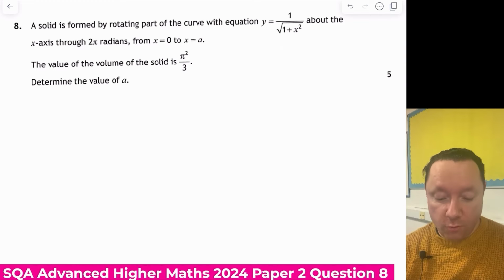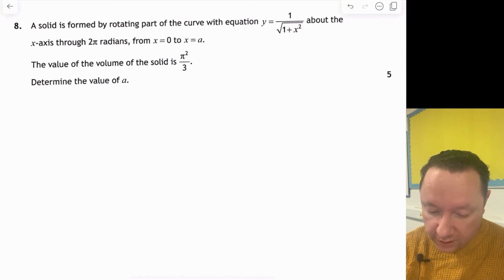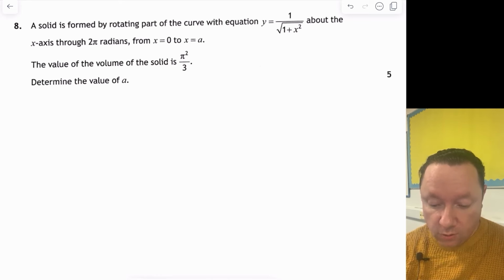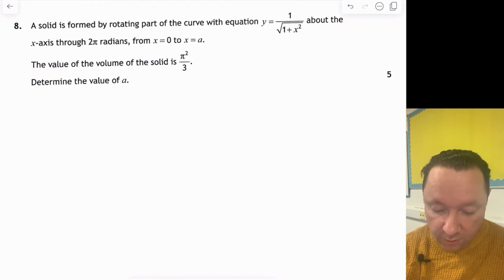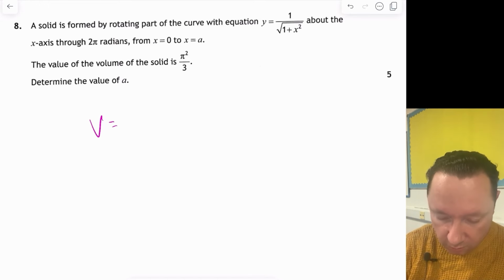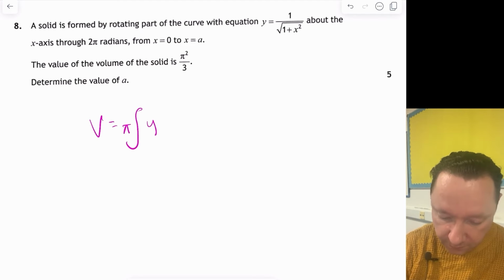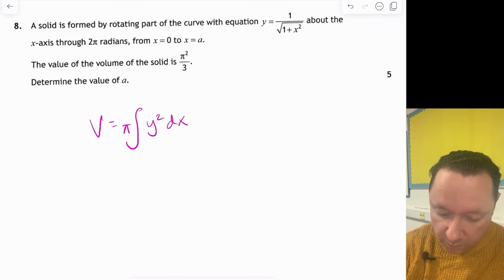Advanced Higher Maths 2024, Paper 2, Question 8. A solid is formed by rotating part of a curve with equation y equals 1 over the square root of 1 plus x squared about the x-axis through 2 pi radians from 0 to x equals a. And the value of the volume is pi squared over 3. Find a. So the volume is v equals the integral of pi times y squared dx, and we have got between 0 and a. And that equals, just to remind us, pi squared over 3.